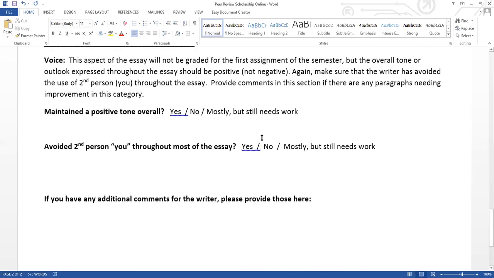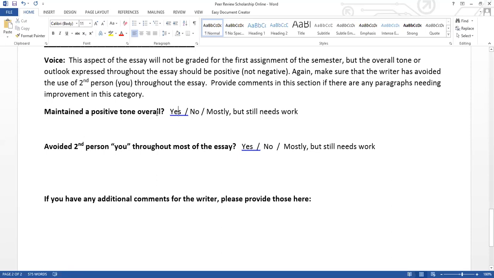Voice: this aspect of the essay will not be graded for this first assignment, but it will be graded later. So we want to practice it now. Mainly for this essay, make sure that we keep a positive, not a negative tone. No one's going to award you any money if you're just negative, negative, negative, and you don't have any confidence in yourself. So make sure you keep an overall positive outlook throughout the essay. And if you're reviewing someone, you want to look for that. Also, this is the second time I've emphasized it, make sure we avoid second person "you" throughout the essay. So provide any comments here if you need to.